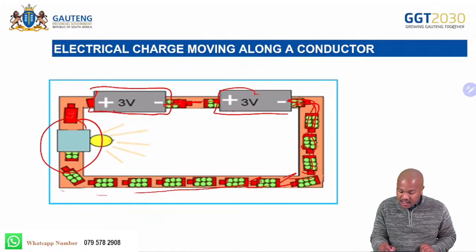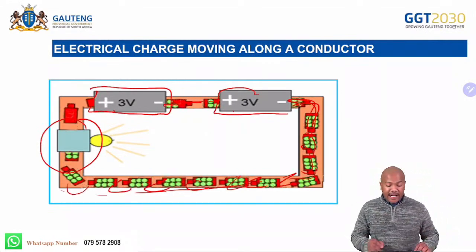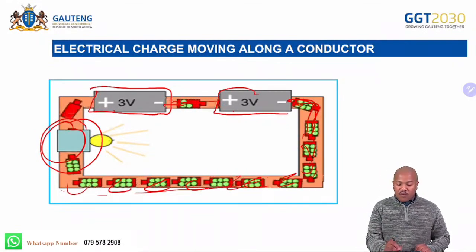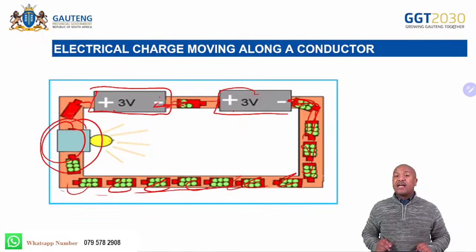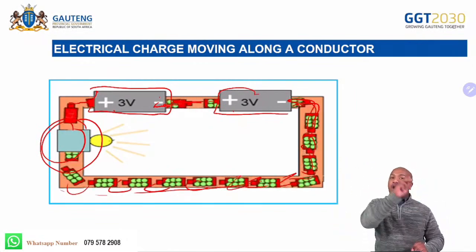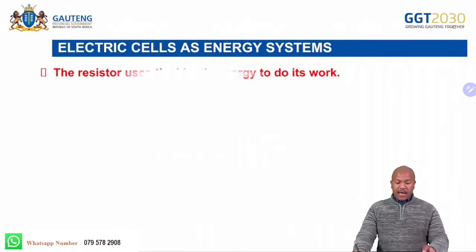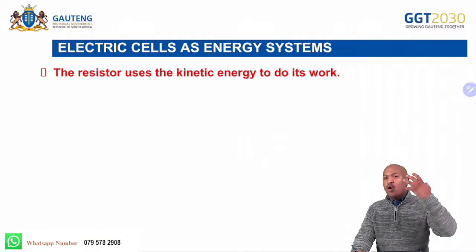Kinetic energy in 6 volts moves along this circuit to light up this light bulb, right? So it moves from this negative terminal to the positive terminal again, right? So it is an ongoing process. Hence we said here, the resistor uses the kinetic energy to do its work.